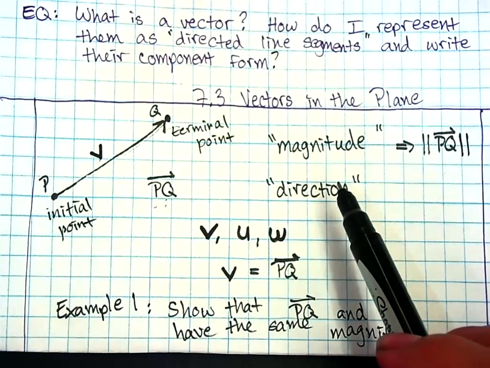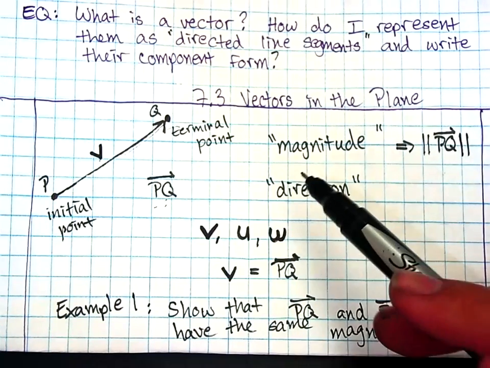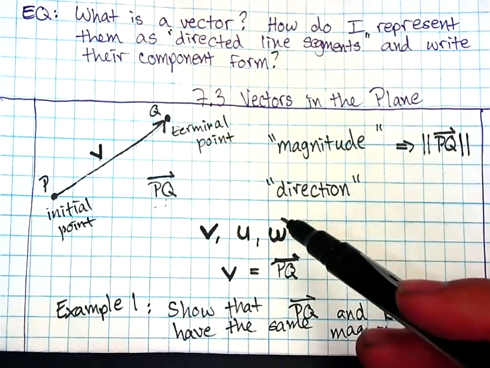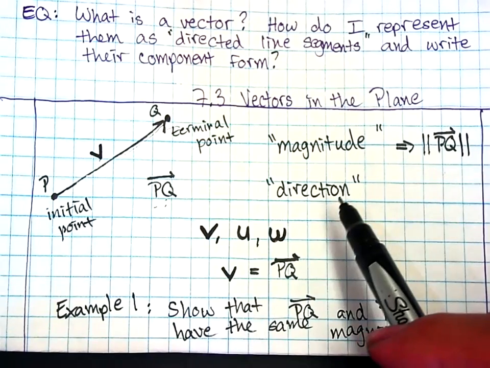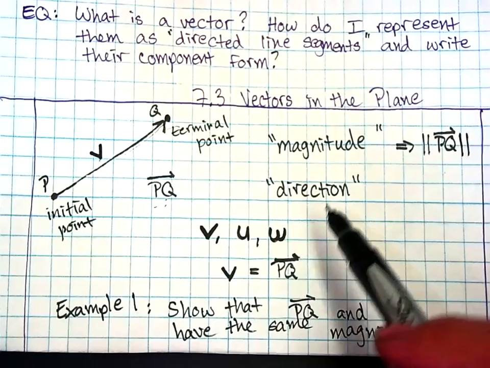Vectors let us do that because vectors allow us to represent this idea of magnitude as well as direction. When we're talking about magnitude, it's talking about the strength, the speed, how much of something is happening. Direction, a little more self-explanatory, is talking about which way we're going.